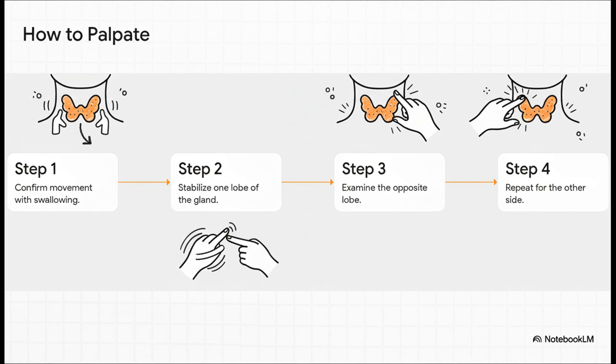All right, now it's time to actually feel the gland, what we call palpation. You'll have them swallow again, but this time you feel that movement under your fingers just to confirm what you saw. Then comes the most important part. You have to isolate each side. You gently push the gland from one side to make the other side, the other lobe, more obvious. That's the only way you can really feel its size, its texture, and see if it's stuck to anything around it. Then you just swap and do the other side.